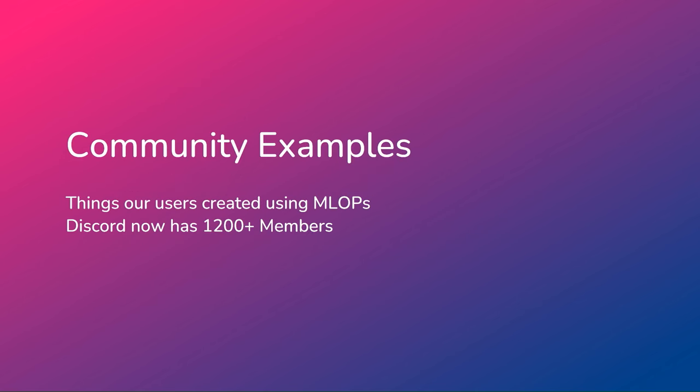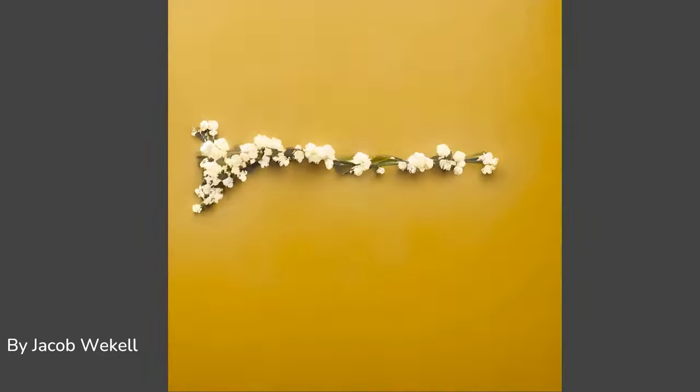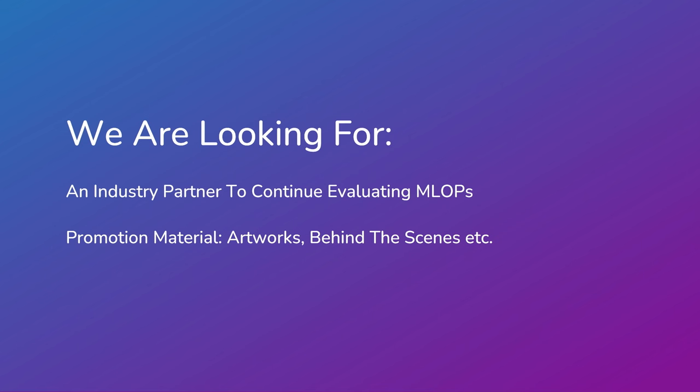And again, we have a bunch of community examples here, things our users created. Currently the Discord has around 1,200 members, which is really, really nice. This one is a bit more artistic by Jakob Weckel, I don't know. And you can see one of the issues here, again, the temporal coherence. In this case, it doesn't matter, I think, but it's one of the things we are working on.